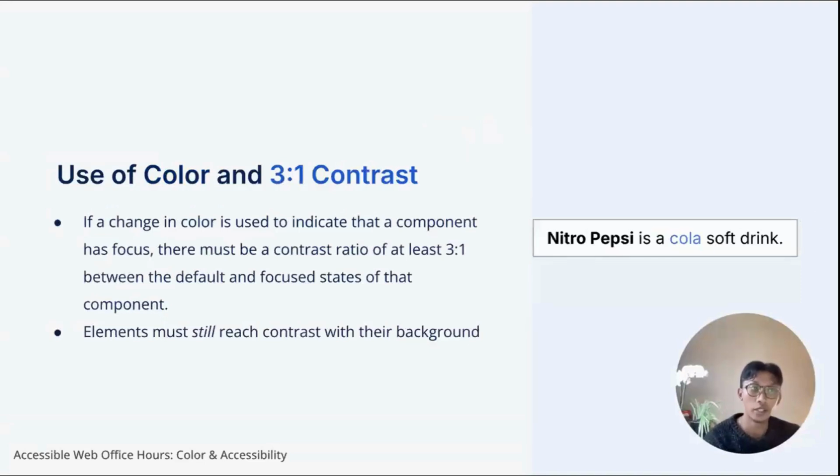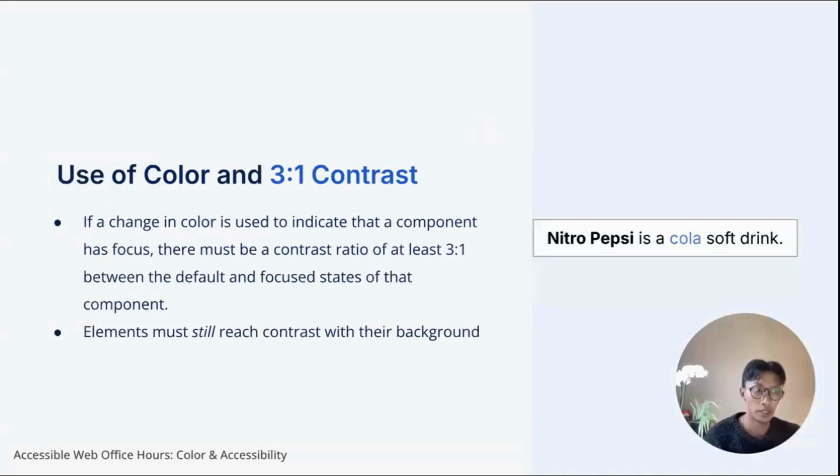And if a change in color is used to indicate that a component has focus, there must be a contrast ratio of at least 3:1 between the default and focus states of that component. Or if a color is the only way to differentiate links from regular text, we want that link color to meet a 3:1 contrast ratio against the surrounding text.